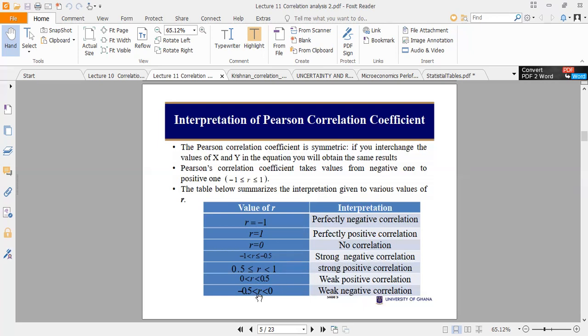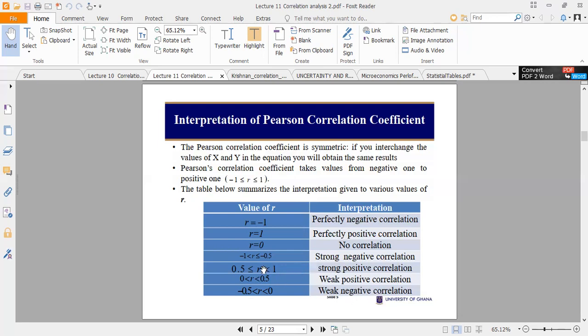But then if your correlation coefficient is negative but greater than -0.5, so if you get something like -0.2 something, -0.4 something, it is still negative, but it is greater than -0.5. That gives us a weak negative correlation, or at times we see low negative correlation.